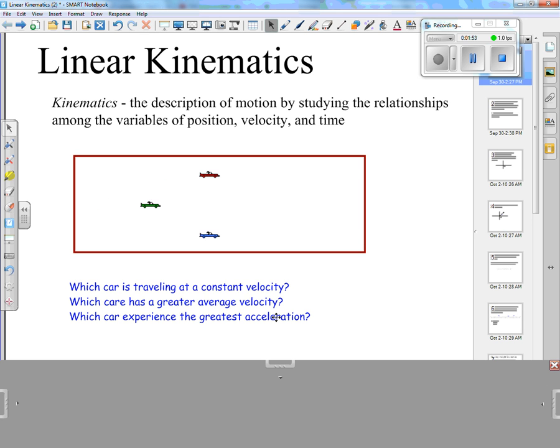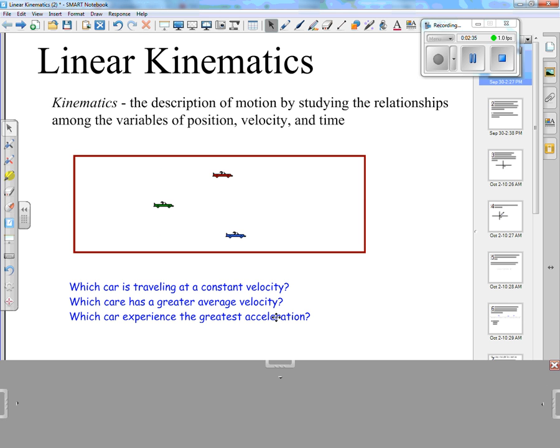Which car has the greater average velocity? Why do you say blue? It speeds up all the way through it. It doesn't slow down. Okay. Does that mean that it has the greatest average velocity though? I'm not saying your answer is wrong, but there's a more obvious answer. What about the blue one tells us that it has the greatest average velocity? It finishes first. It covers the same distance in the least amount of time. Exactly. Overall, it's gone the fastest.